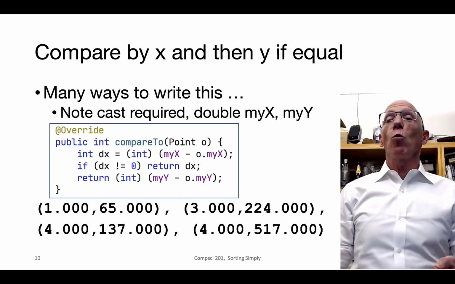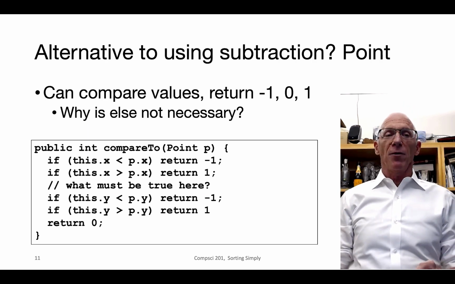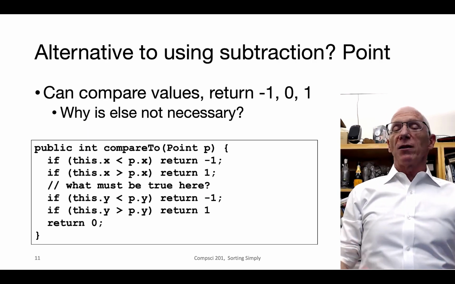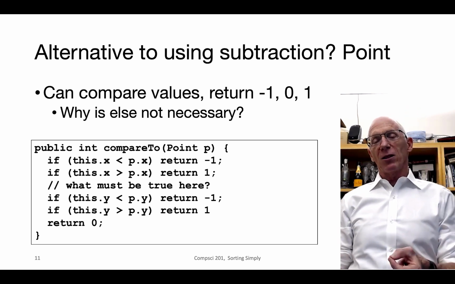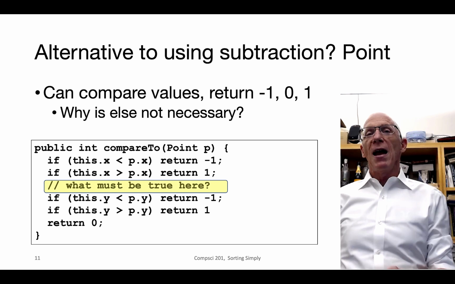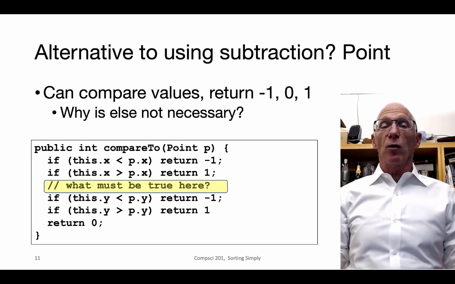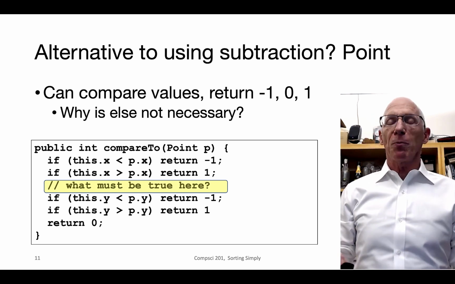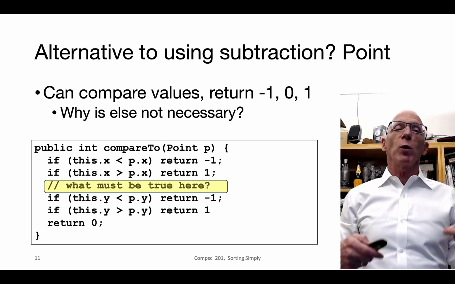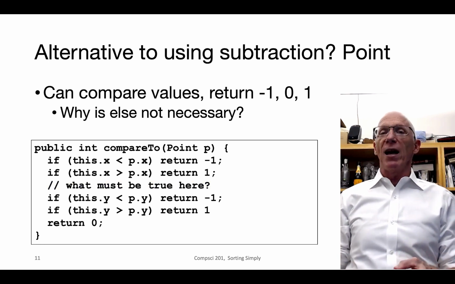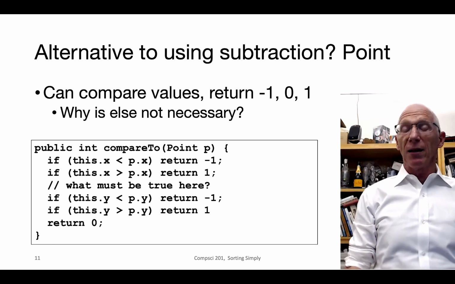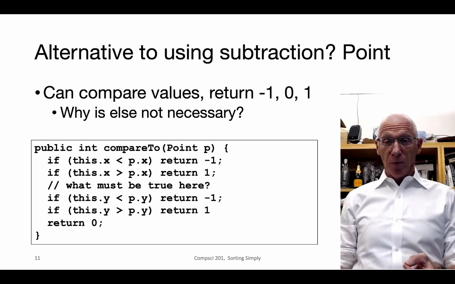Now there's more than one way of writing this compareTo method. We could look at the difference and see if the x is less, return a negative number. If the x is greater, return a positive number. And if we reach what's highlighted here, we know the x's must be equal, because otherwise we would have already returned a value. And so we compare the y values and return a corresponding negative or positive number.